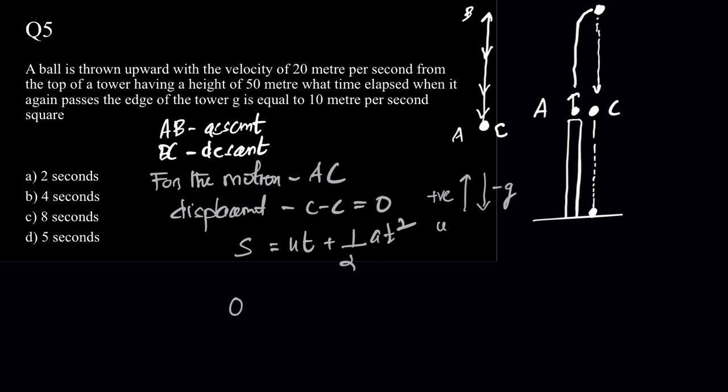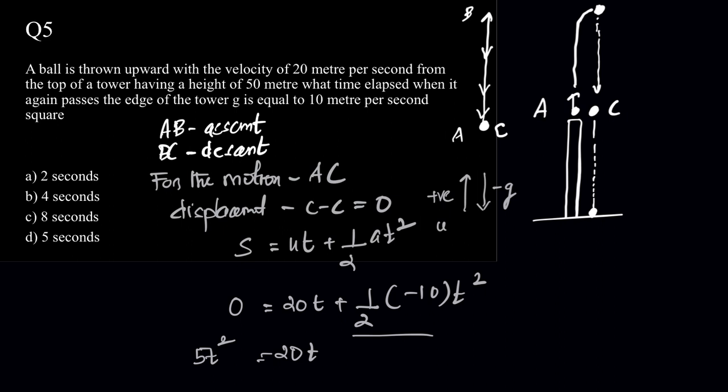Displacement is 0. So initial velocity is given as 20 meter per second, so we have 20 meter per second into t plus half a, which is minus 10, into t square. If you bring this term to the LHS, what do we get? 10 by 2 is 5, so we get 5t square is equal to 20t, and therefore t is equal to 4 seconds. So the correct option would be option B, 4 seconds.